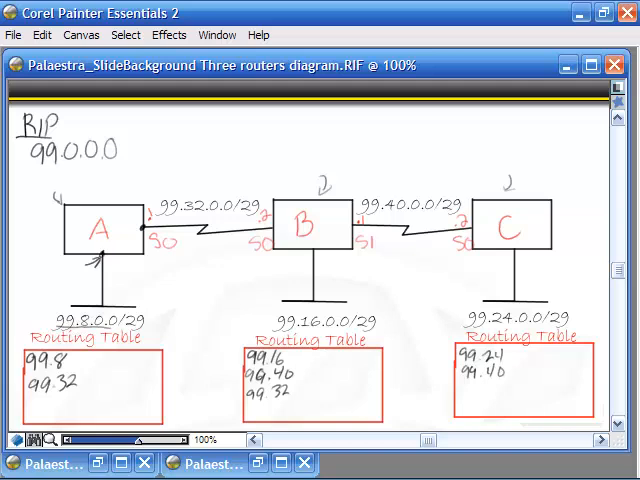So what that means is this interface here, as well as this interface, are both part of the 99 network, meaning they have a 99 in the first octet. They're both going to participate in RIP. What they're going to do is just start broadcasting every 30 seconds. They're going to broadcast these routing tables out of all these interfaces.